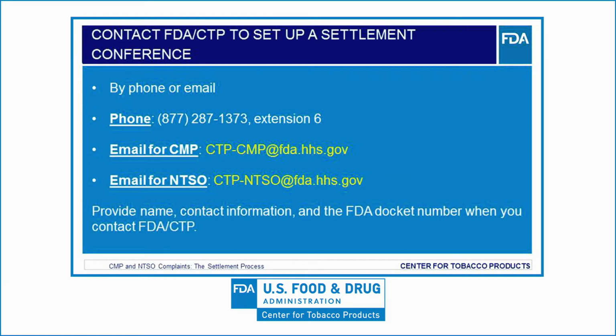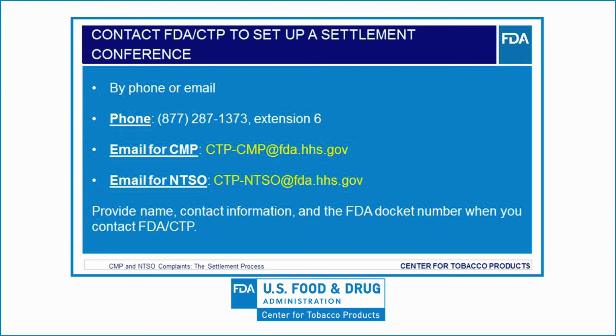To request a settlement conference, you can contact FDA's Center for Tobacco Products by phone or email. The contact information is listed on the slide. Contact information and additional details on how to resolve your case outside of a hearing by scheduling a settlement conference are outlined in the cover letter that accompanies the complaint sent to you by the FDA's Center for Tobacco Products.